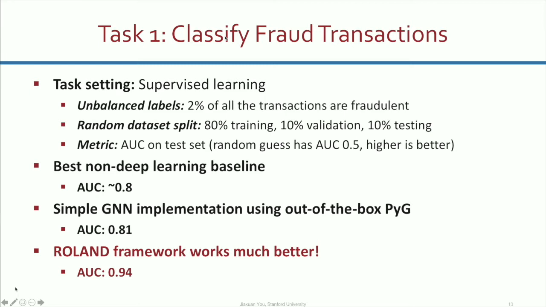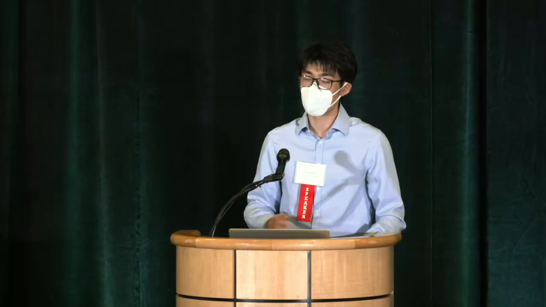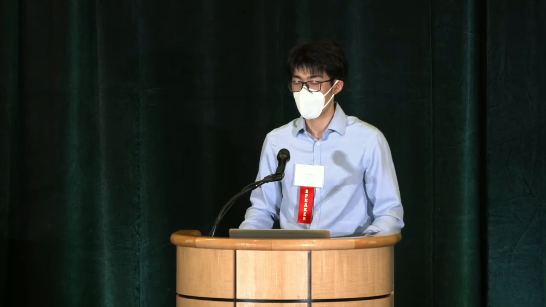Here, the best non-deep learning baseline we have implemented only has an AUC of about 0.8, whereas a simple GNN implementation using out-of-the-box PyG has an AUC of 0.81. With our Roland framework, we work much better and produce an AUC of 0.94.